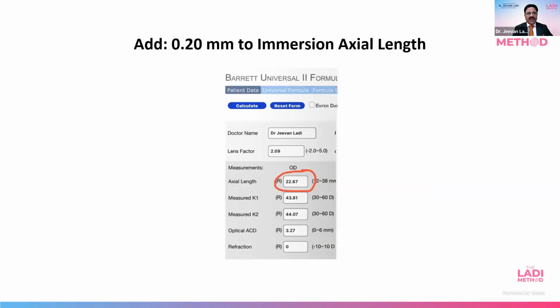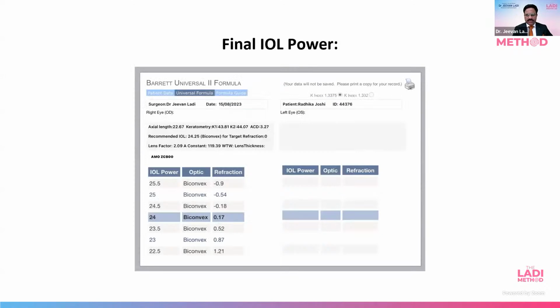Now, if you have taken an immersion reading, add 0.20 millimeter to the immersion axial scan. That is, this is the axial length, and suppose you have taken a reading by immersion method, increase this to 22.87 in this particular example, that is 22.67 plus 0.20 gives 22.87. And you proceed with your calculation.